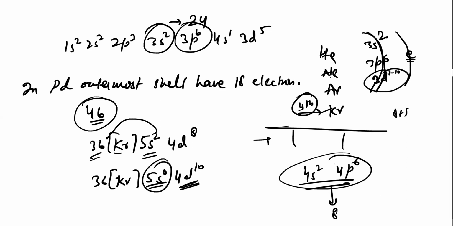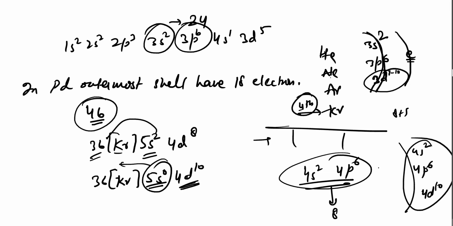You understood? And 8, because before 4d10 is completely filled, here the 4s2 and 4p6 were already filled. So the fourth shell is going to have 4s2 electrons, 4p6 and 4d10. So here it is going to have 18 electrons. So this is not an exception for palladium. Understood?